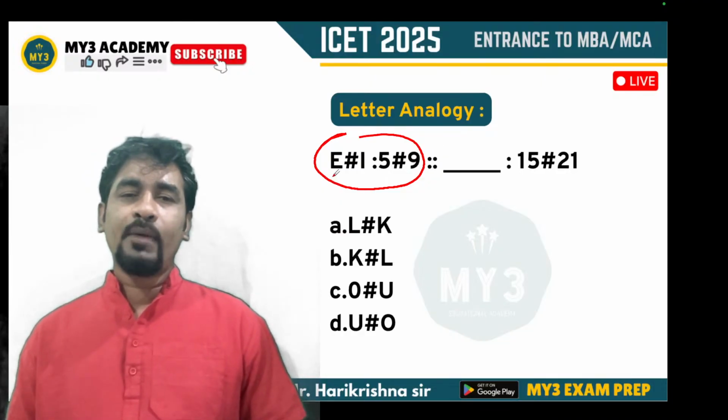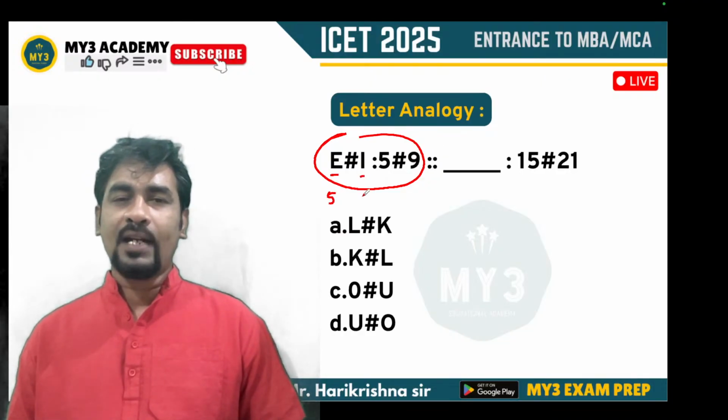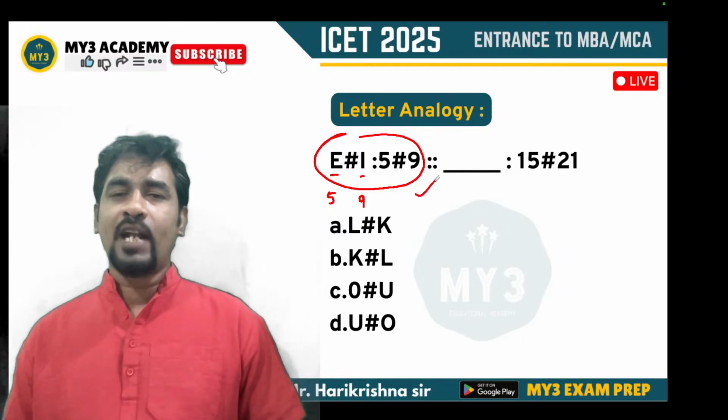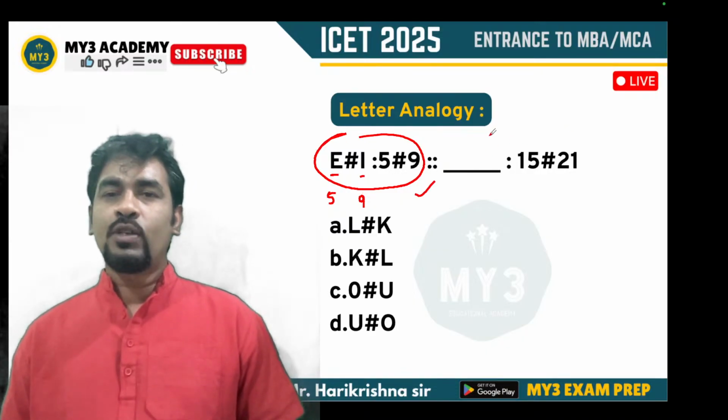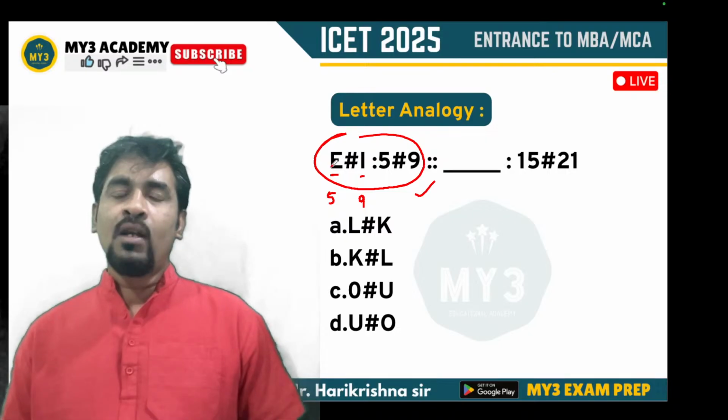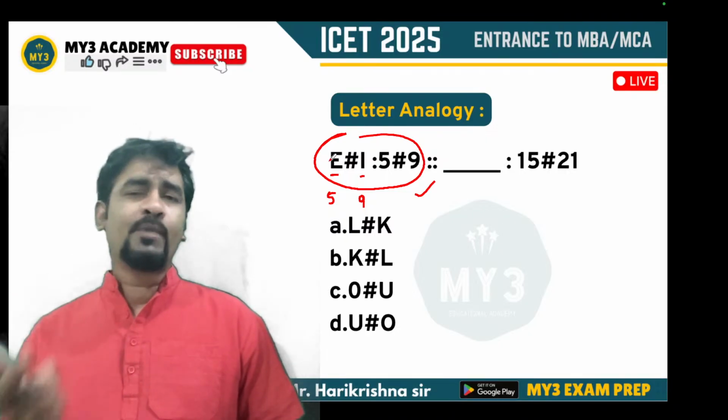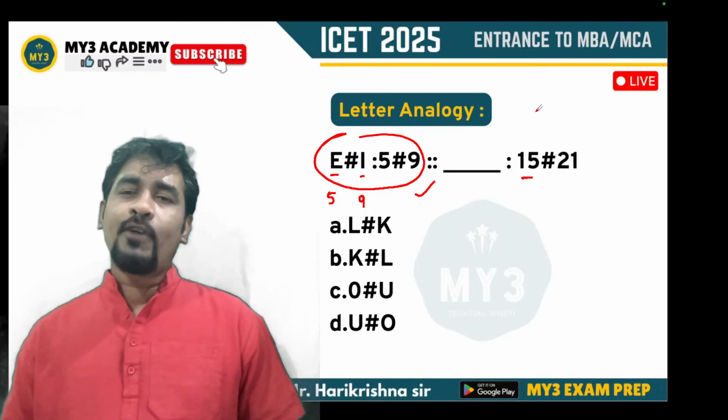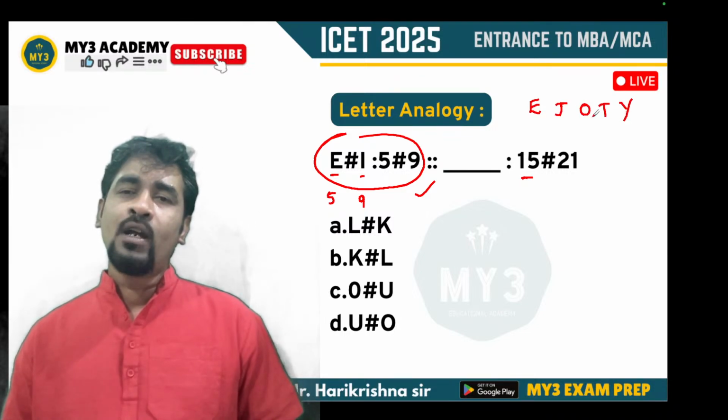So E is going to be 5. I is going to be 9. So EI is 5, 9. That's direct one. So dash will be 15, 21. So they have just taken the alphabet position. What is the 15th alphabet? We know the EJOTY trick. So 5, 10, 15. The 15th alphabet is what? O. So this should be O.